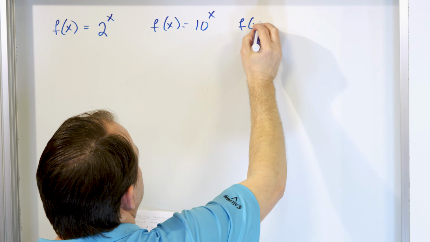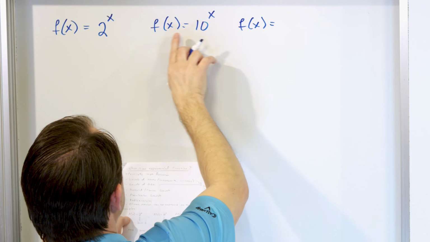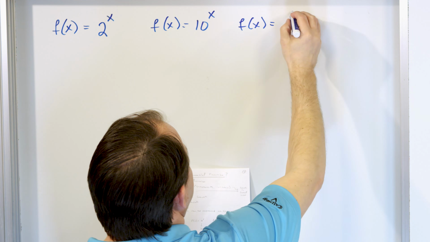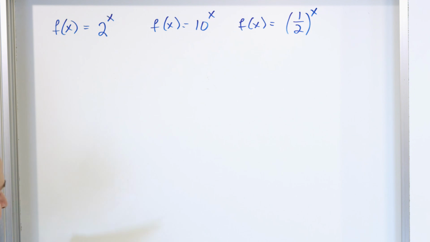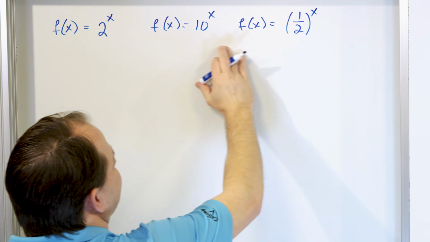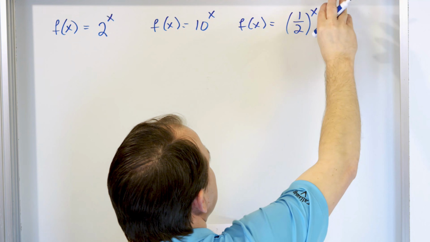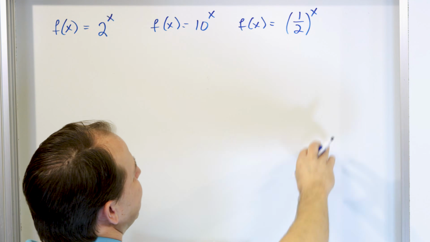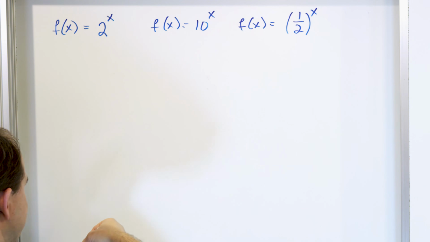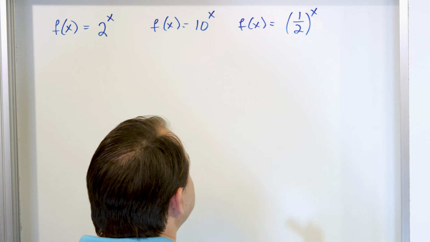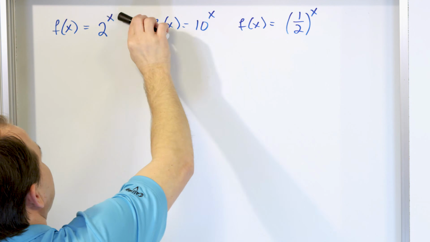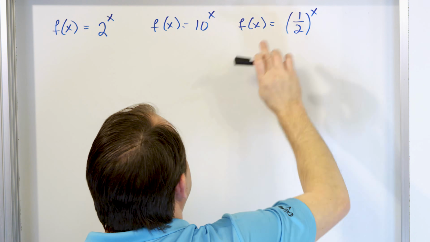F of x equals, instead of a number like 2 or 10, we can have fractions as well. We can have 1/2 to the power of x, right? So I have 3 examples here, and I could keep going on. I could say, 1/6 to the power of x, 1/10 to the power of x, whatever. But notice that they're all positive numbers down here at the bottom, and the exponent in every one of these cases is up in the variable. The variable is the exponent.